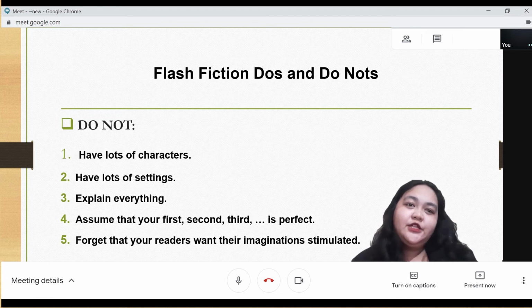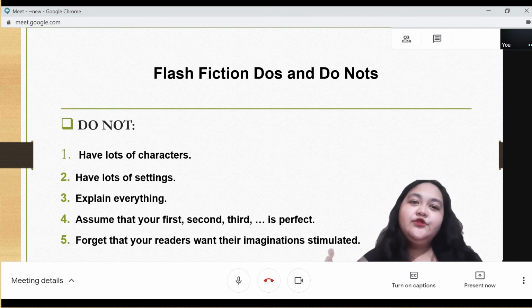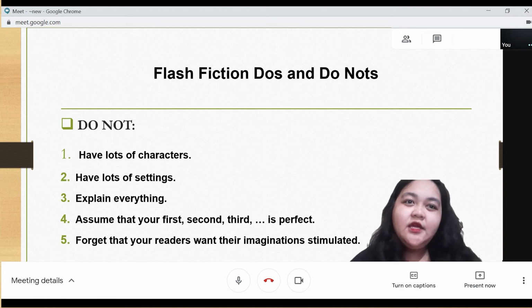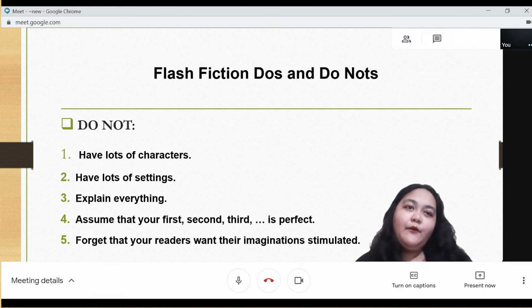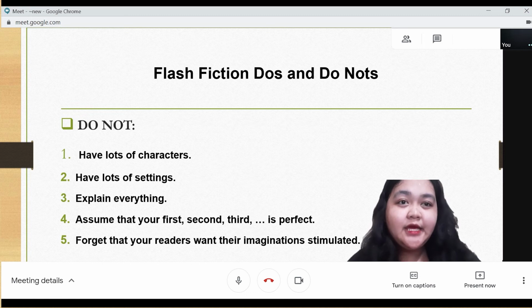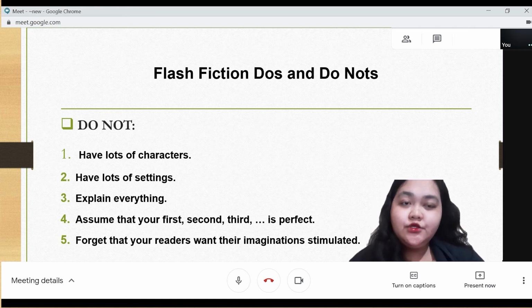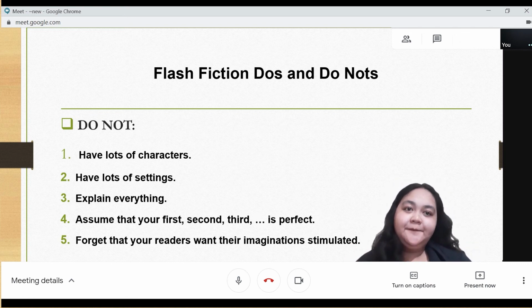And fifth, do not forget that your readers want their imagination stimulated. You're going to write a flash fiction story, meaning that your readers will use their imagination to read your story, to come up with the possible happenings in the story, right? This is the most important part of the do not do in your flash fiction story.